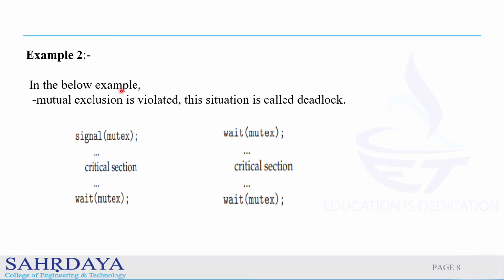So in the example below, the mutual exclusion is violated, and this situation is called deadlock. Signal mutex, critical section, wait mutex, wait mutex, critical section, wait mutex. Now we can see here mutual exclusion is violated, and this situation is called deadlock. I'll explain this more in the next slide.